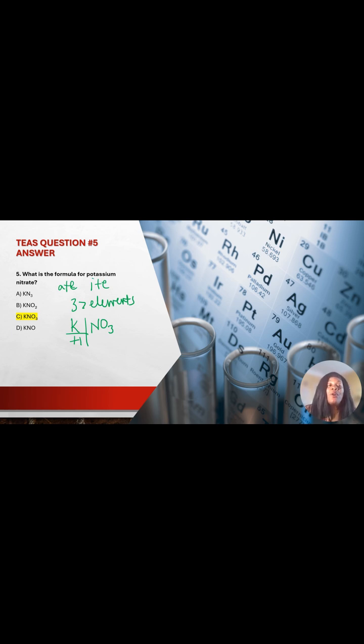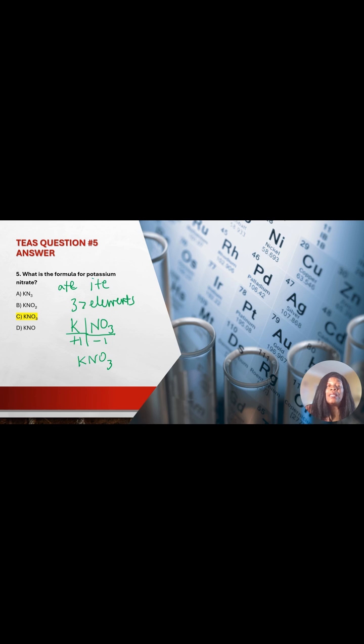But in this case here, for nitrate, it is NO3. So the formula for nitrate is NO3. And NO3 has a -1 charge. Now notice I don't put parentheses here because the ones are going to cancel out anyway, so therefore it just becomes KNO3.